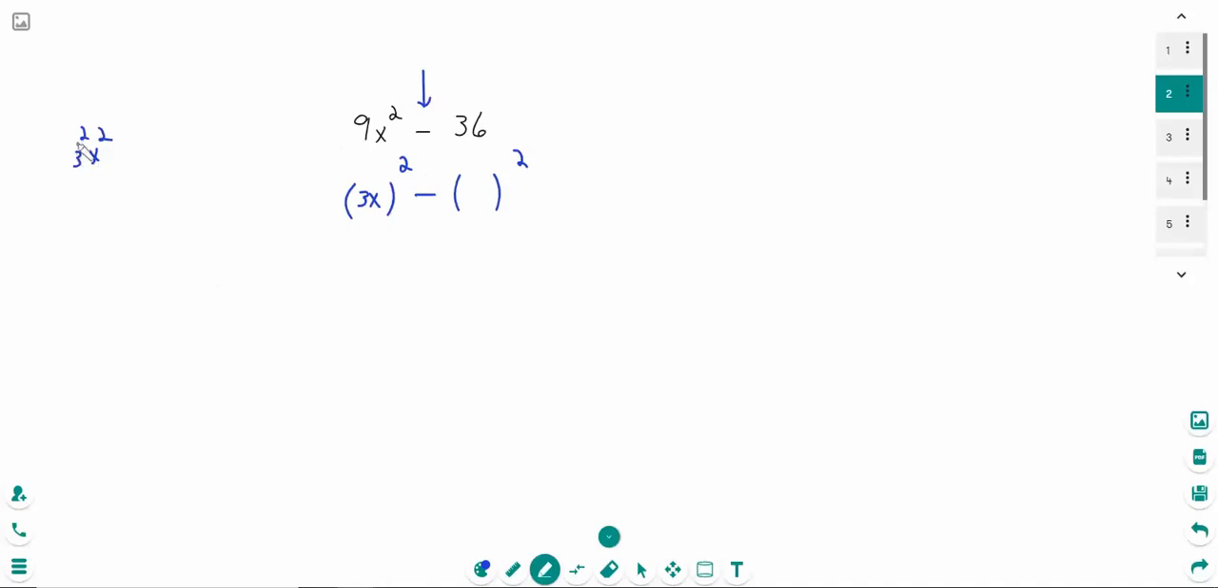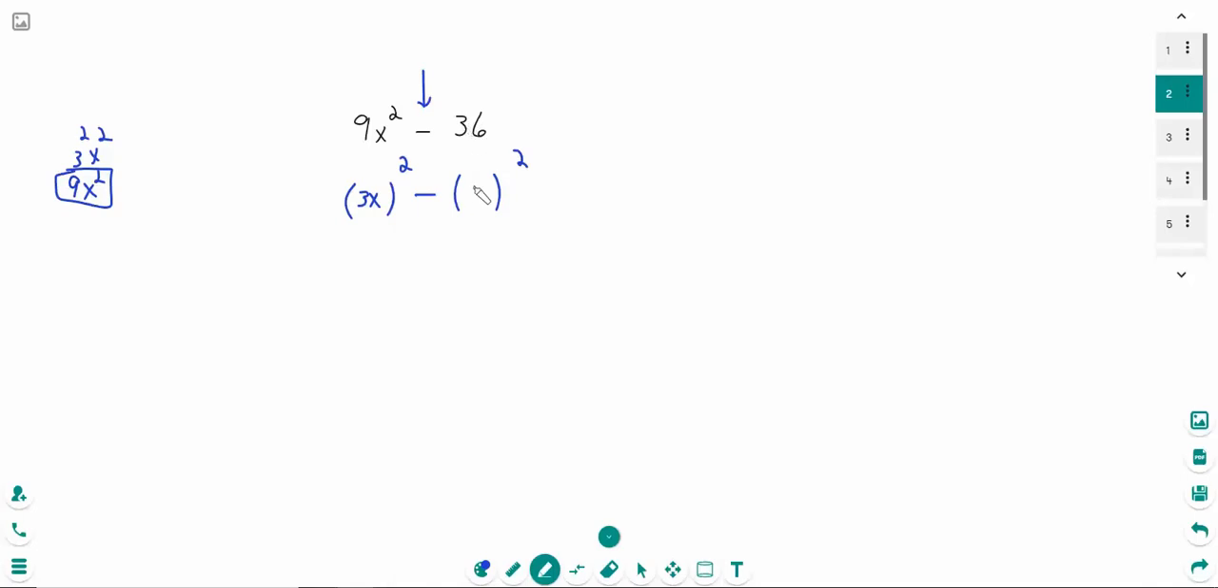Okay, so 3 to the second x to the second, which is going to give us 3 times 3, which is 9, and x squared is x squared, which is where we started. So clearly 3x raised to the second power is 9x squared. So great. The first part of the problem is done. We've checked one part anyway. Now let's check the other term.